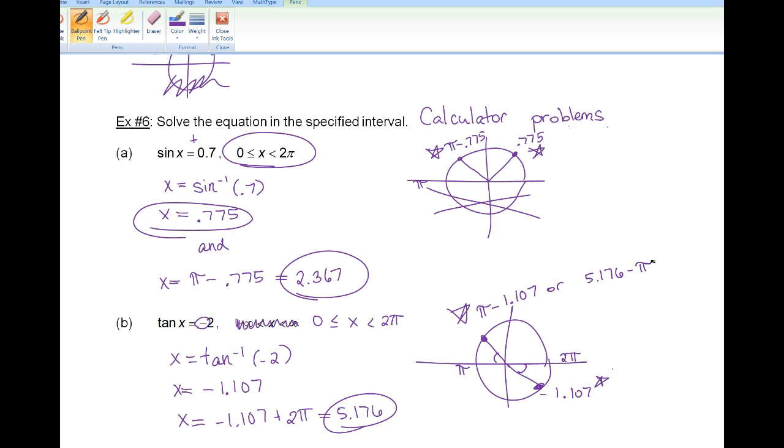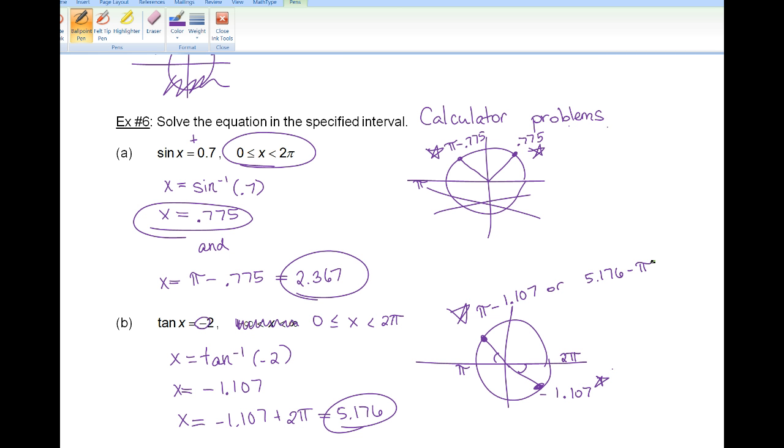Wait, so why are you adding 2 pi? That's what I don't understand. Because I need to make sure that, what's 2 pi approximately? What's pi? 3.14? Yeah. So 2 pi would be 6.28. So all of my answers need to be between 0 and 6.28. Oh, it can't be negative. Right, that's why you added 2 pi.